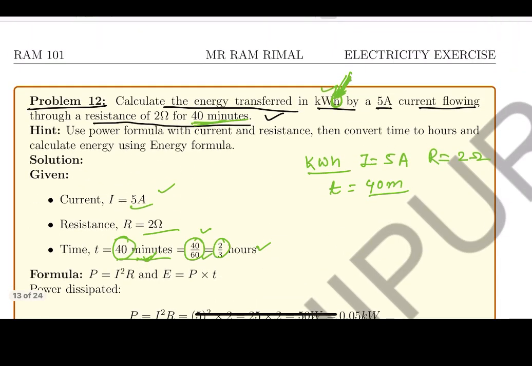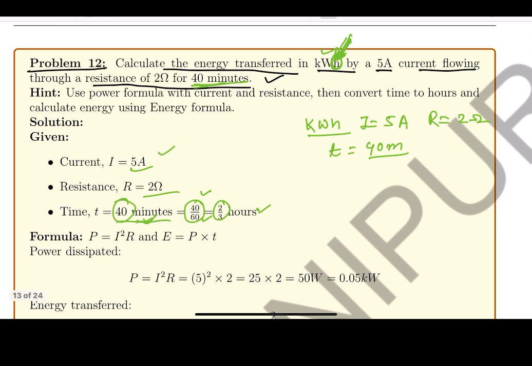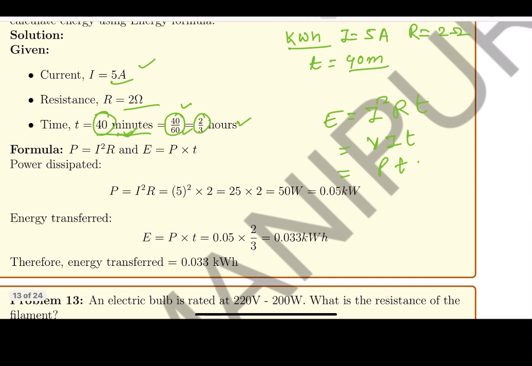Now the formula, we know. What is the question asking? The question is asking us to find the energy. So energy is equal to I square RT. I can use this, or I can use VIT, or I can use PT, any formula. So why I square RT? Why not VIT? Sir, voltage is not given. I and T are given.